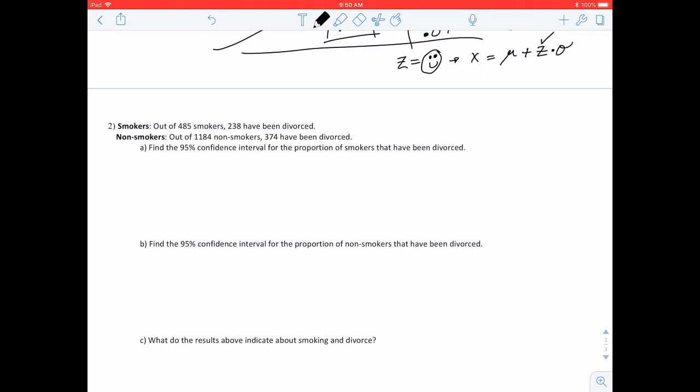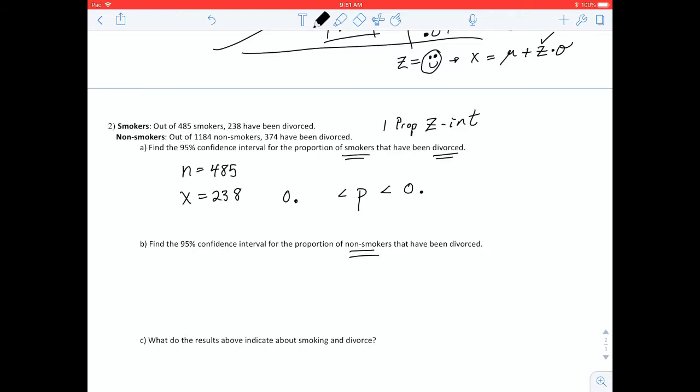So this is chapter 7 using one proportion Z interval. And so for this information, this is about the smokers. So that is n equals 485. And then how many have been divorced? So that is x equals 238. And then you can do the one proportion Z interval, and it will tell you the two numbers. Whenever you do proportion intervals, it has to start out with 0 point something. It can never be over 1.0.